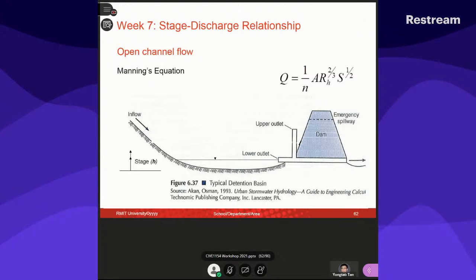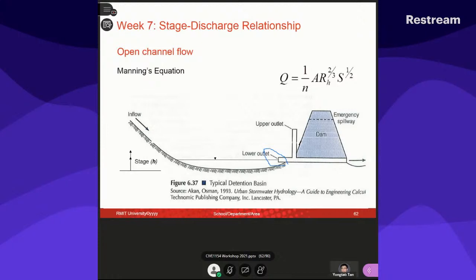For the open channel, as I mentioned, the inlet is not submerged, and the outlet is also not submerged. This figure shows a typical detention basin. This is a lower outlet, this is the upper outlet, and here is an emergency spillway. So this is a typical detention basin. For the open channel, we use Manning's equation, and I think it's easy to understand.